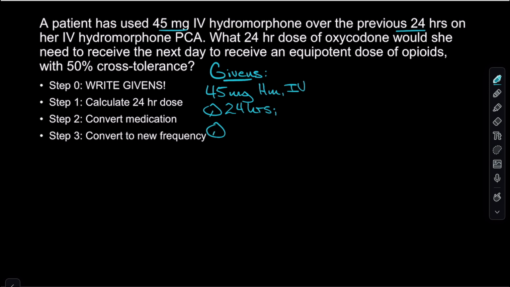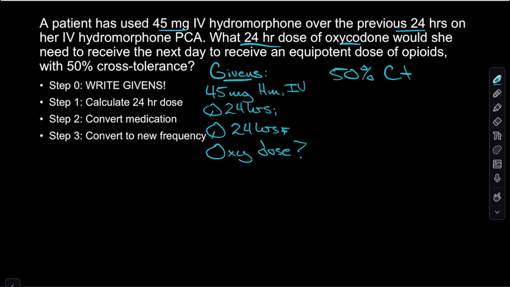Our timing for our final value is going to be 24 hours because we're determining what 24-hour dose of oxycodone would she need to receive to have an equipotent dose. So we're looking for the oxy dose. Now we know what we're trying to find. And then 50% cross tolerance, so we don't forget about that.